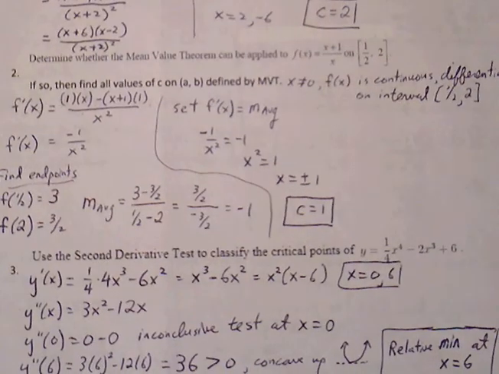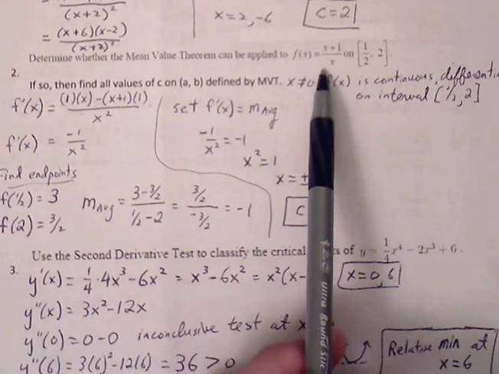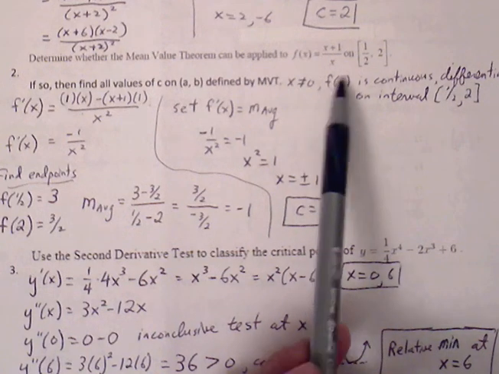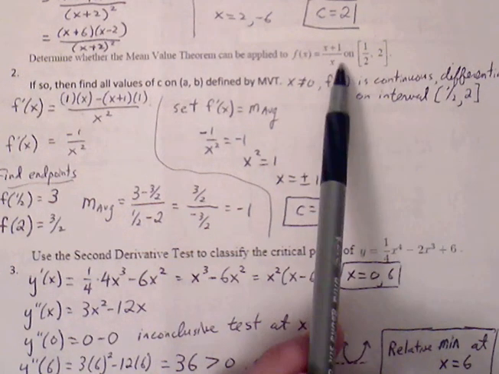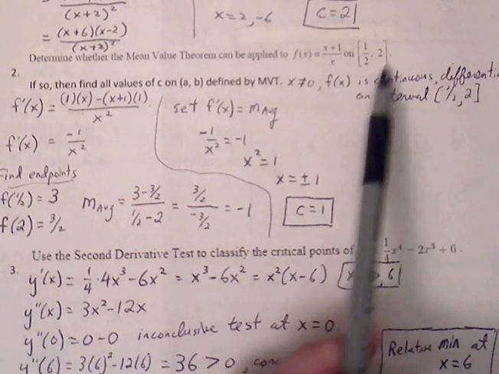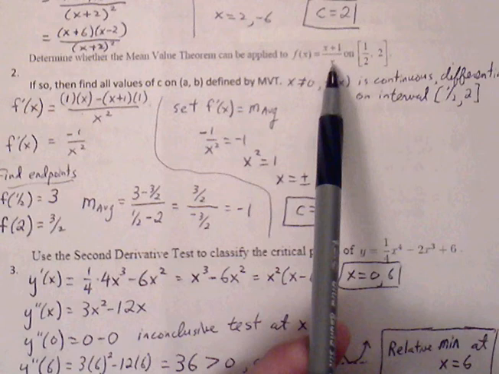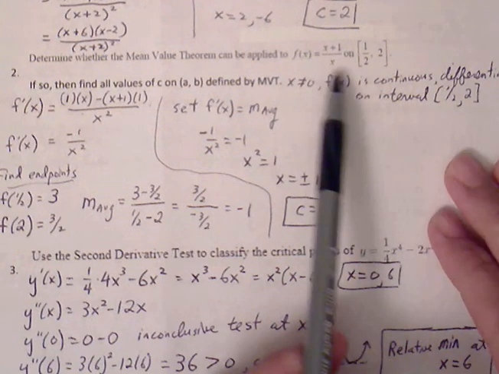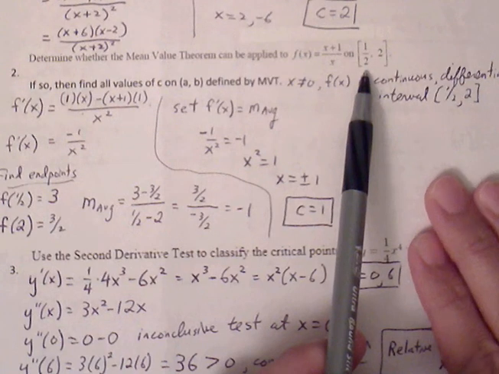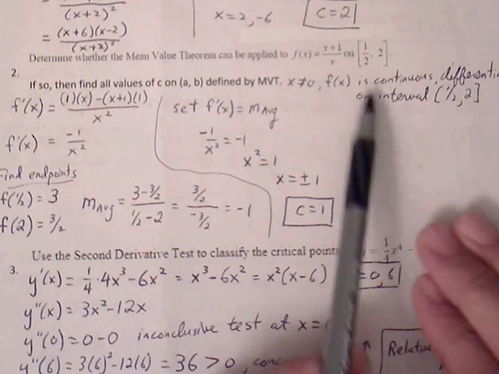Number 2, determine whether the Mean Value Theorem can be applied. So first thing, again, we need to check whether the function is continuous and differentiable on this closed interval. For continuity, we can look at the denominator of the original function. We see that there's an x there, meaning that there's a vertical asymptote at x equals 0. But 0 falls outside the interval from 1/2 to 2, so the vertical asymptote, the break in the graph, is not going to affect the region that we're looking at.